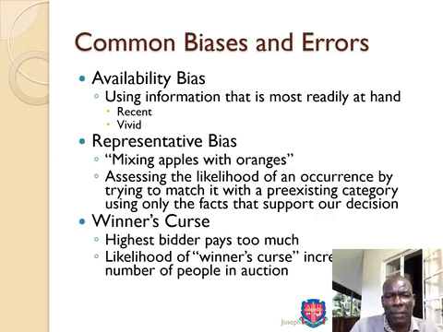There's also availability bias, using information that is most readily at hand, either recent or vivid. Then there's representative bias, mixing apples with oranges, assessing the likelihood of an occurrence by trying to match it with a pre-existing category. And then the winner's curse. The highest bidder pays too much. The likelihood of the winner's curse increases with the number of people in the auction.